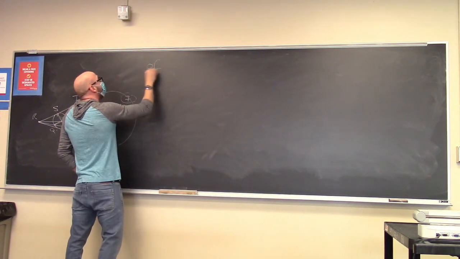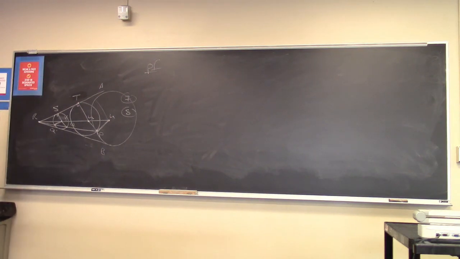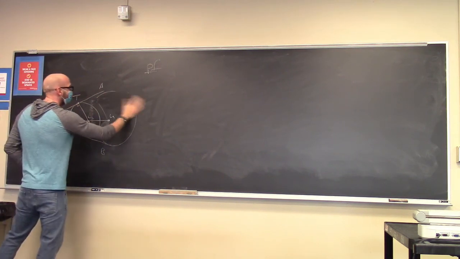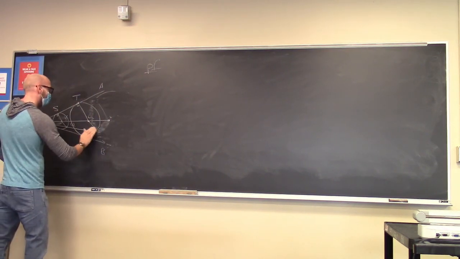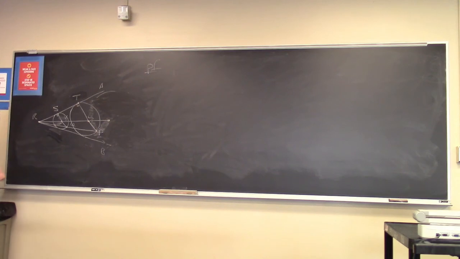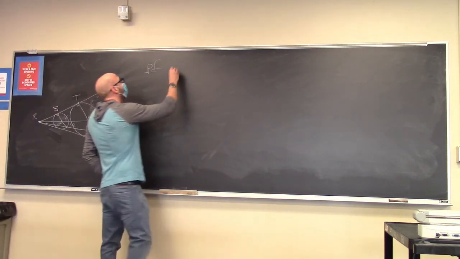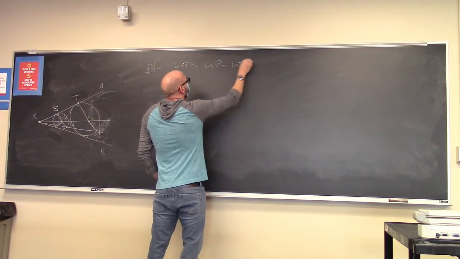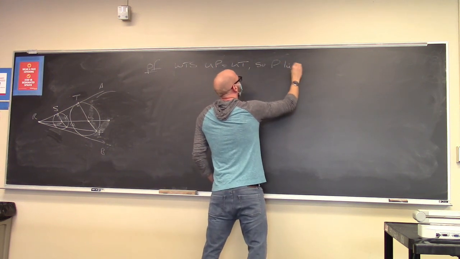Proof. Why does P lie on the circle? Shouldn't have cluttered my drawing so much here. Let's see if I can salvage it. Yeah, this should be good enough. Here's P. How do I show P lies on this circle? Well, I need to show that UP is a radius. So UP has the same length as UT. We want to show UP is the same length as UT, so P lies on the circle.